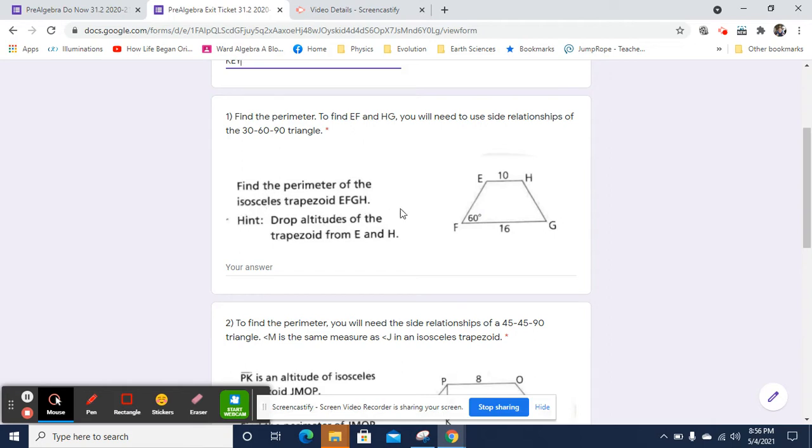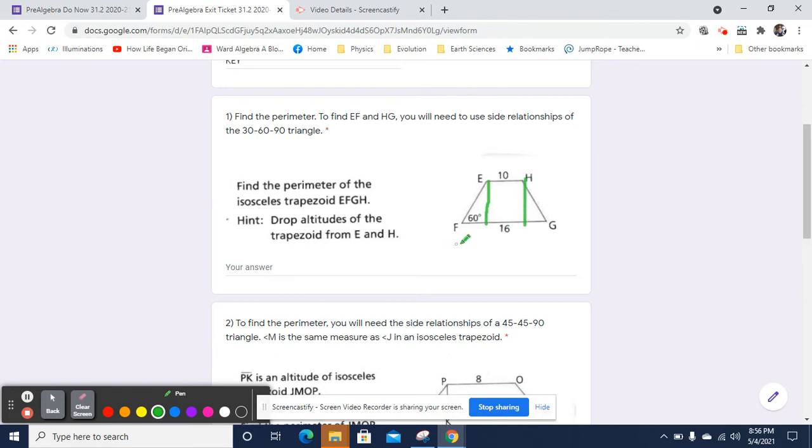It's an isosceles trapezoid, which tells us that EF and HG are going to be the same length. So once we find that, that's good. It also tells us that if angle F is 60 degrees, angle G is also 60 degrees. So if I were to drop an altitude right here, I'd be making a 30-60-90 triangle because it would be 90 degrees here, and what would be left up here would be 30. Same thing over here. I could make two 30-60-90 right triangles here. So drop an altitude here and drop an altitude here.